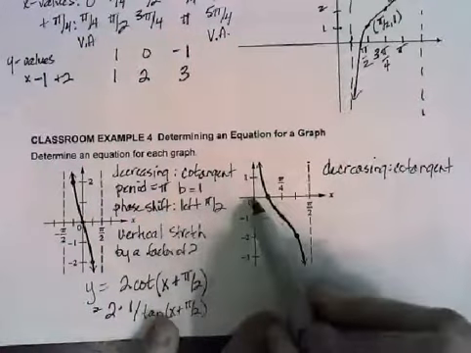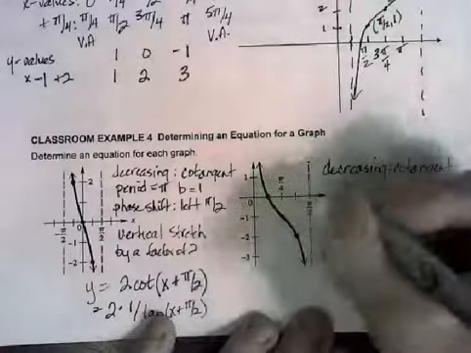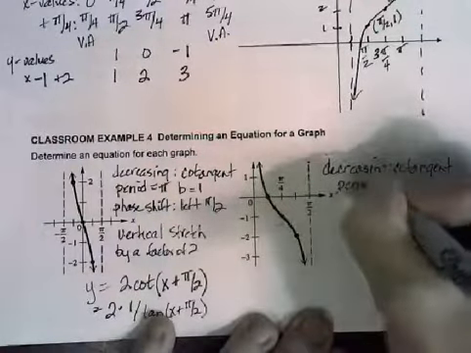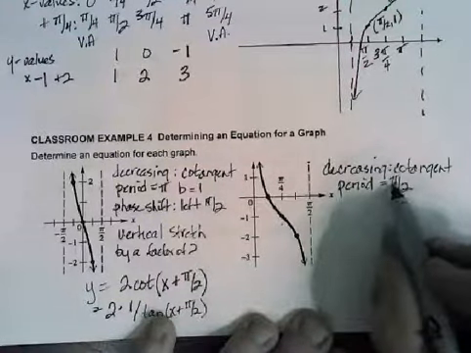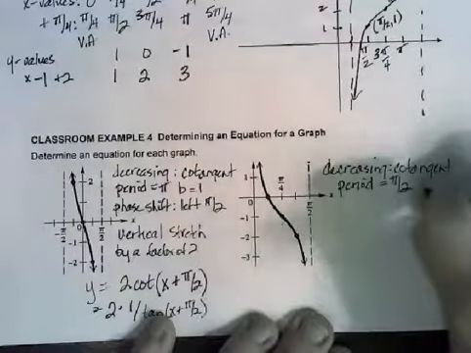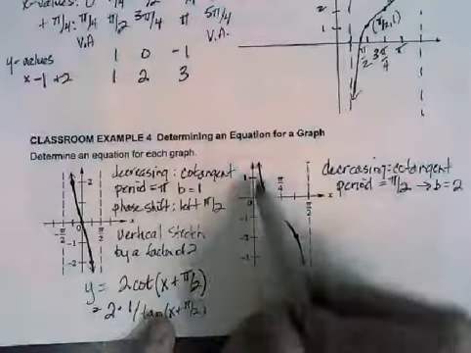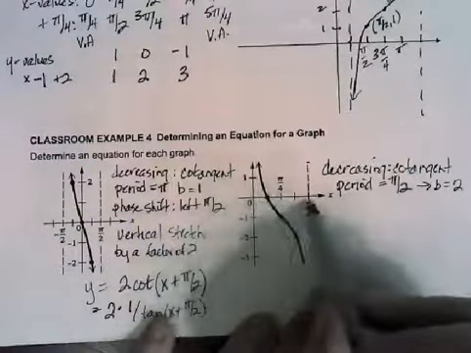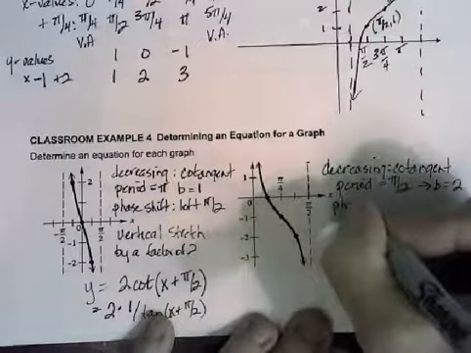If I look at my period, I've got one full panel going from 0 to pi over 2. That means my period is pi over 2. That means I would have taken the original period pi and divided it by 2. That means my b has to be 2. Now I do have vertical asymptotes at 0 and pi over 2. That means that there's no phase shift.